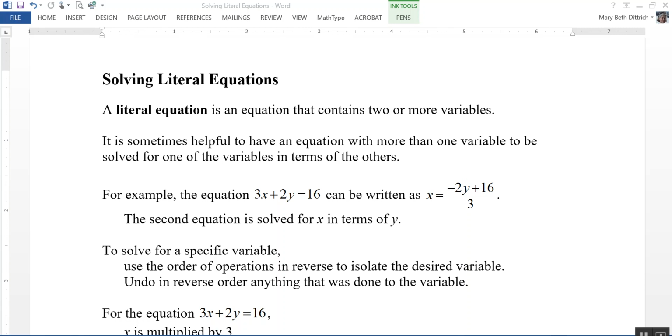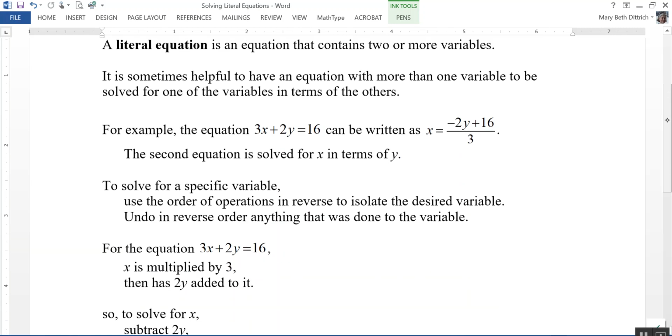To solve for a specific variable, we're going to use the order of operations in reverse to isolate the desired variable. We did this when we were solving equations, but we only had an x. Now we can have other variables in there, but we need to focus on which one we want to get by itself. Remember that we're going to undo in reverse order anything that was done to the variable that we're trying to solve for. So let's take a look at an example here.